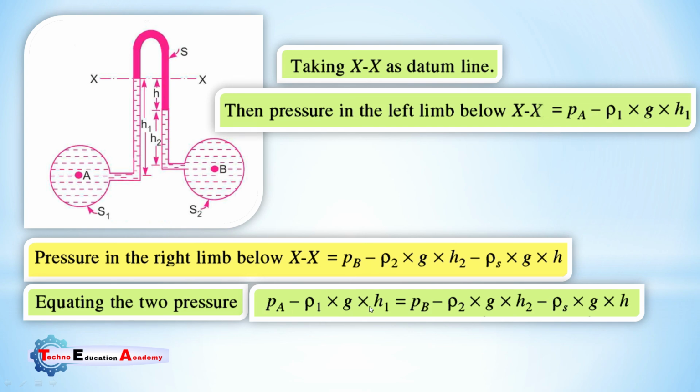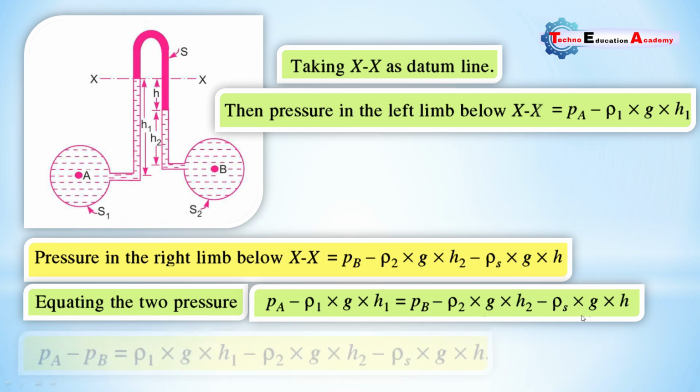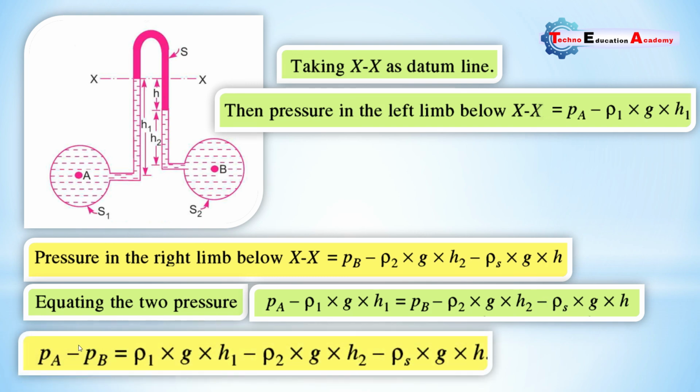Pa minus rho 1 g H1 equal to Pb minus rho 2 g H2 minus rho suffix S, the density of the light liquid, into G into H. Further simplifying this equation, we get Pa minus Pb equal to rho 1 g H1 minus rho 2 g H2 minus rho suffix S into GH. This is the equation of pressure difference Pa minus Pb for the inverted U-tube manometer. By using this equation, you can solve examples of the inverted U-tube manometer.